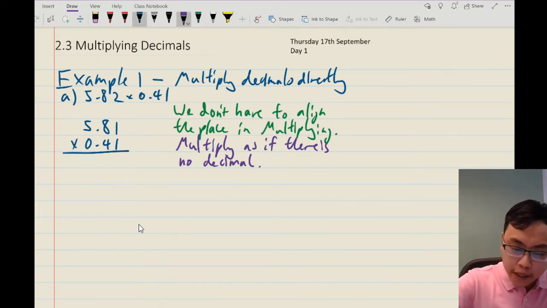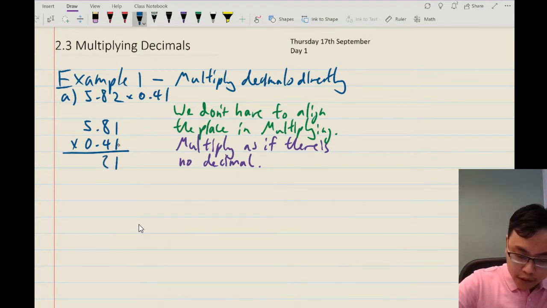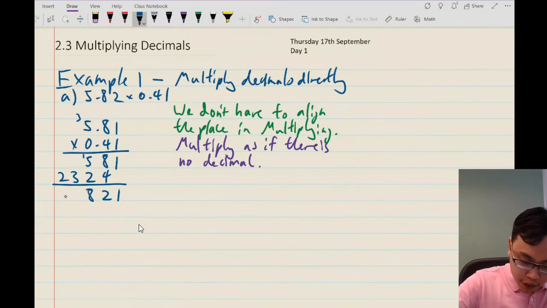So let's go ahead and do that. So 1 times 1 is going to be 1, 1 times 8 is 8, 1 times 5 is 5, 4 times 1 is 4, 4 times 8 is 32, and 4 times 5 will be 20 plus 3 is 23. Then we're going to add them. That's going to be 1. That's going to be 12. That's 5 plus 2, which is 7 plus 1, which is 8. And then the 3 and the 2.